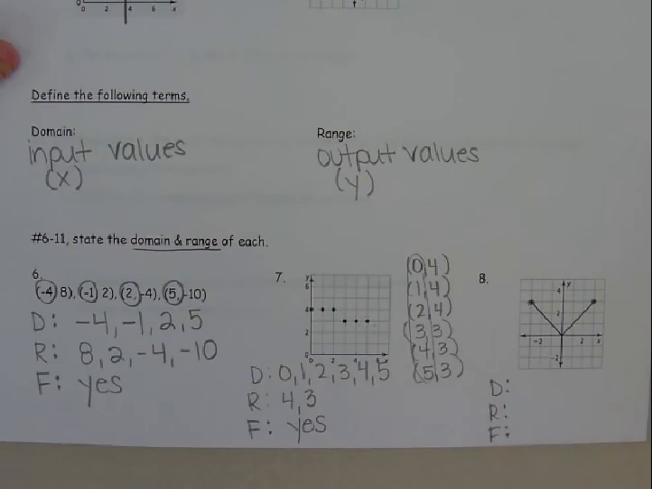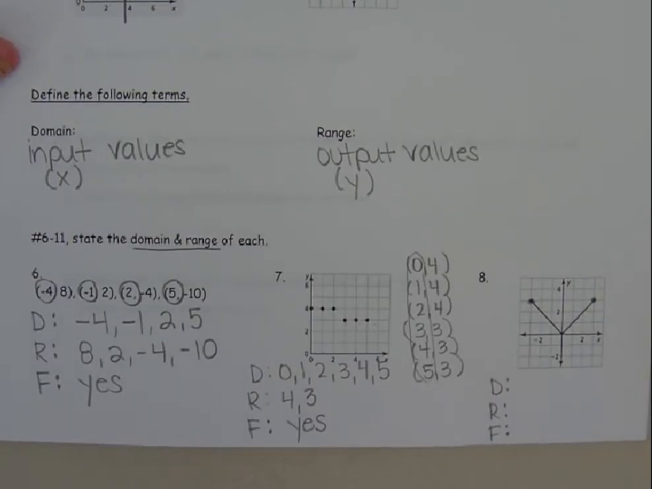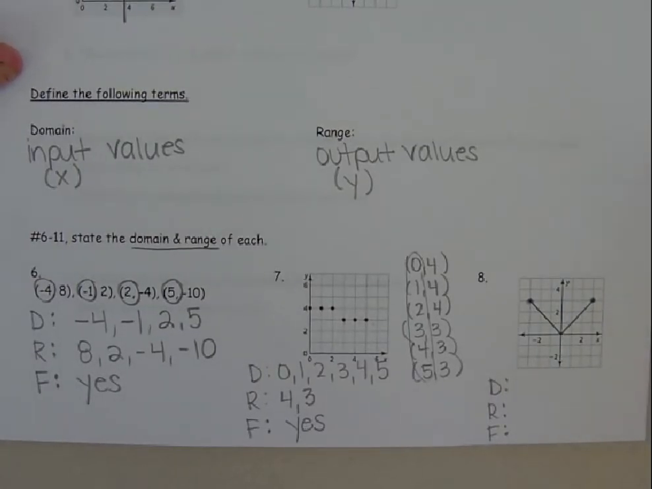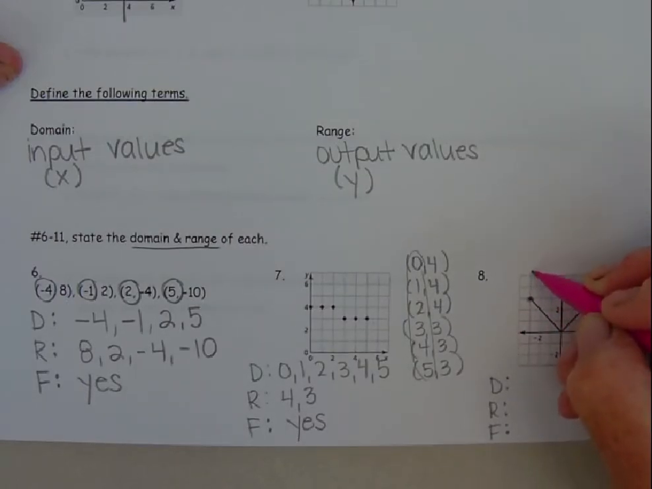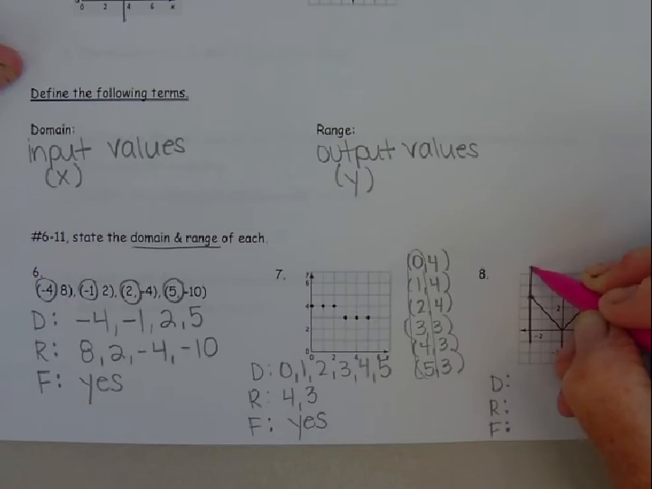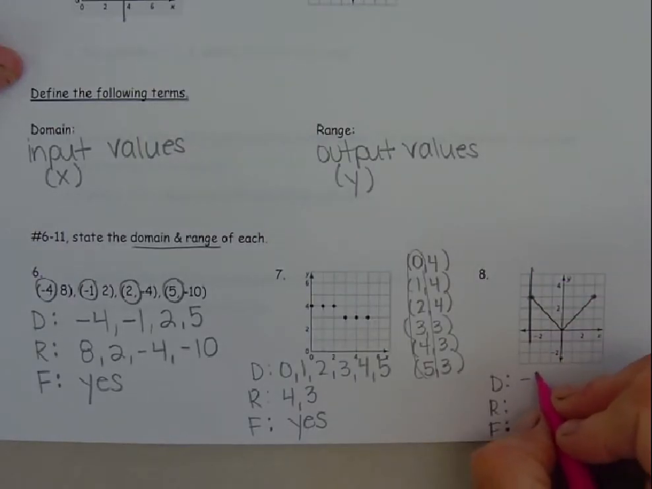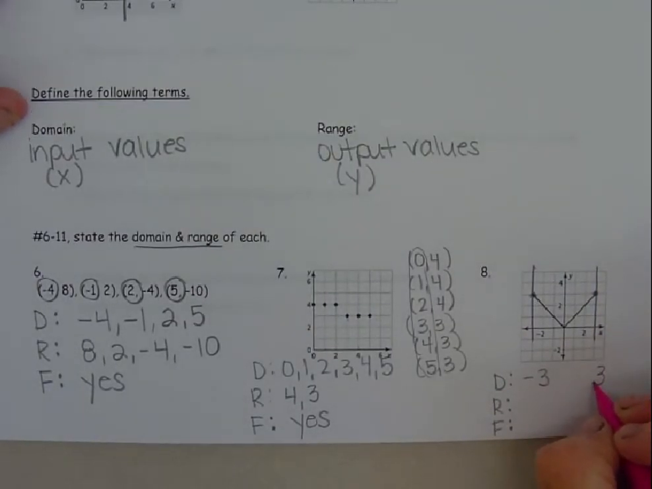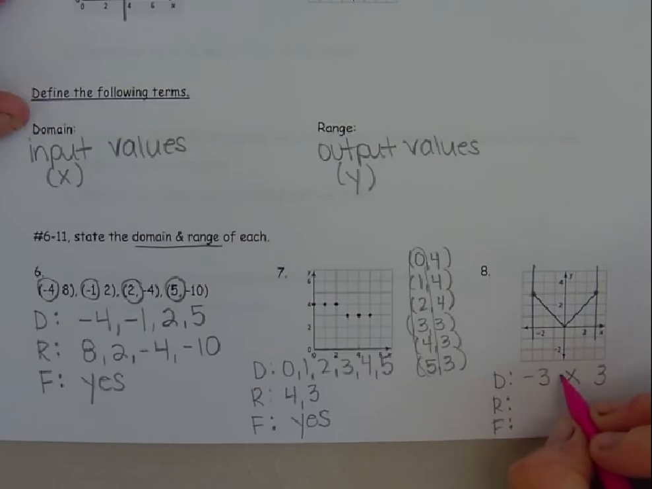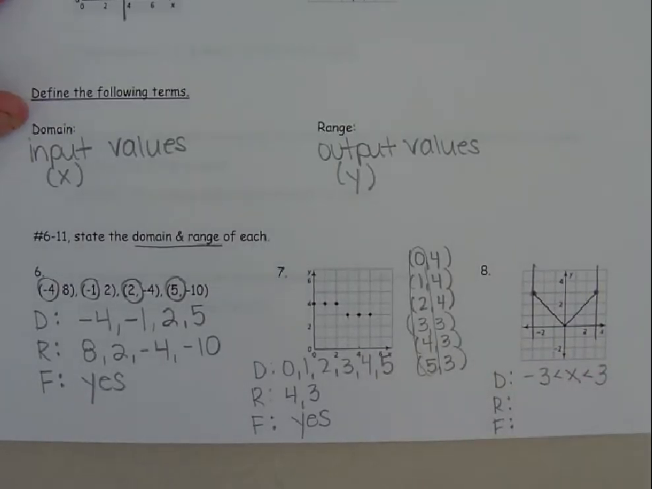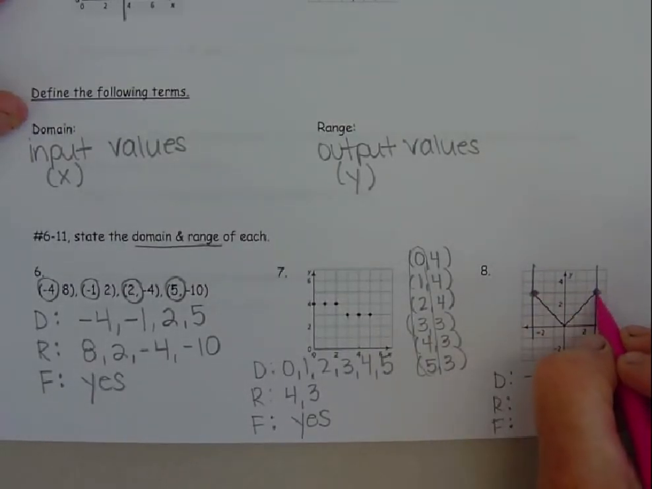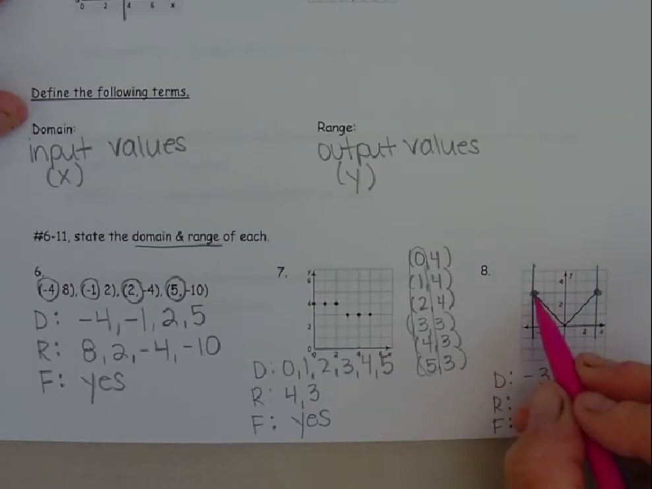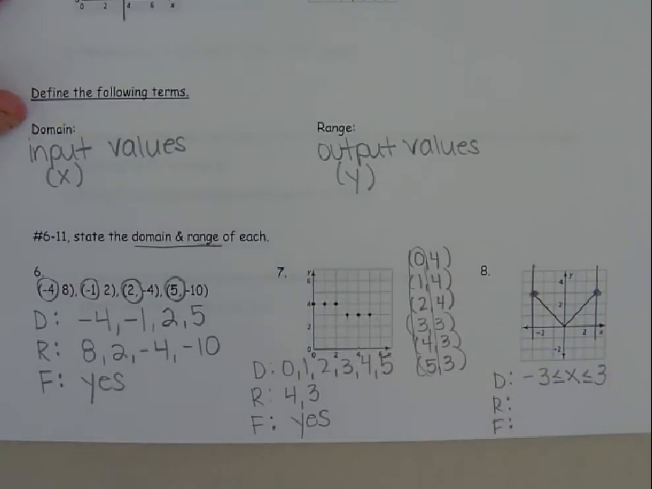So I typically like to teach it: your domain is your x's, so you have to figure out what your x's go from. You kind of go the furthest to your left, and my furthest left value is -3, and my furthest right value is +3. And we want all the x's in between those, including the points, because those points are shaded in, so they are included.